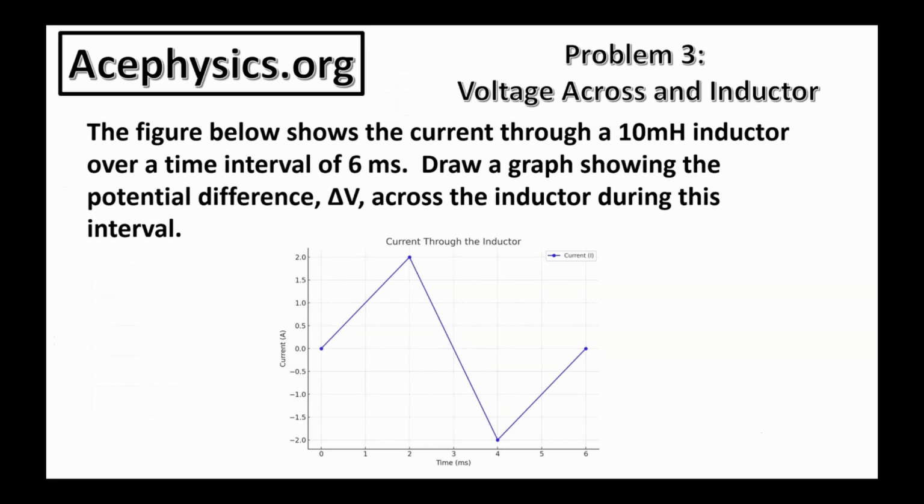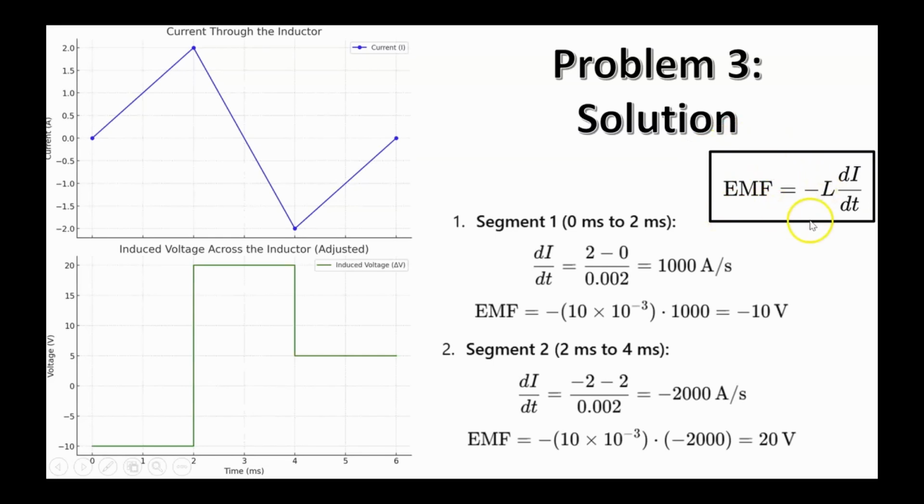Let's do this! We know the voltage across an inductor is equal to negative L di dt. We're not taking the magnitude, so the negative sign is important. In segment 1, the current goes from 0 amps to 2 amps in a time interval of 2 milliseconds. So di dt is 2 minus 0 divided by 2 milliseconds, and that's 1,000 amps per second. EMF is equal to negative L di dt. L was given. That's negative 10 volts.